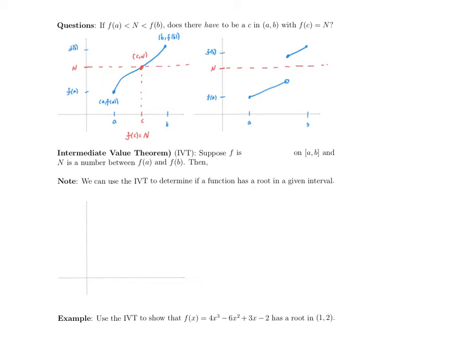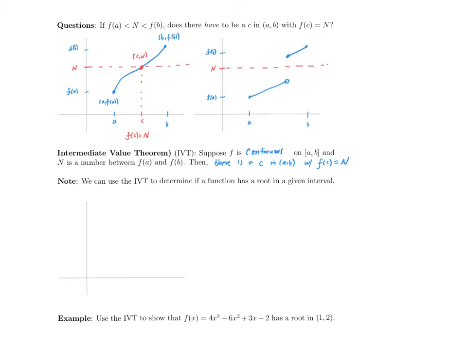So if f is a continuous function, and that hypothesis of continuity is extremely important, as we see above, on the closed interval from a to b, and n is a number between f of a and f of b, then the conclusion is there is an input value c in between a and b with f of c equals n.